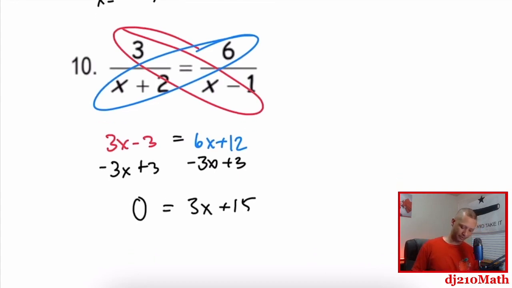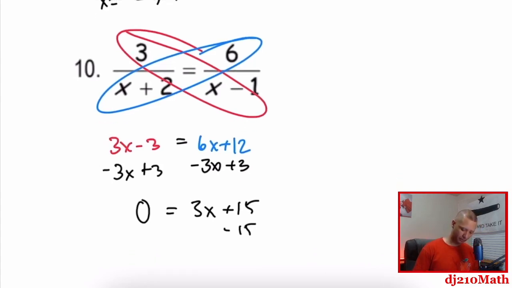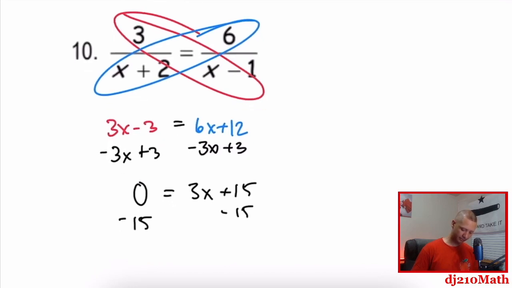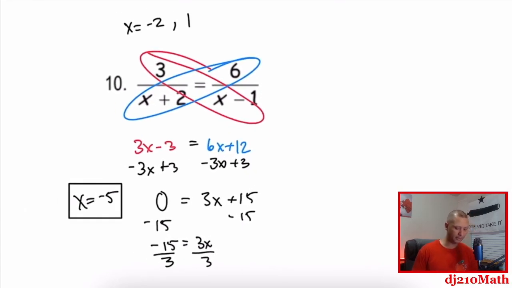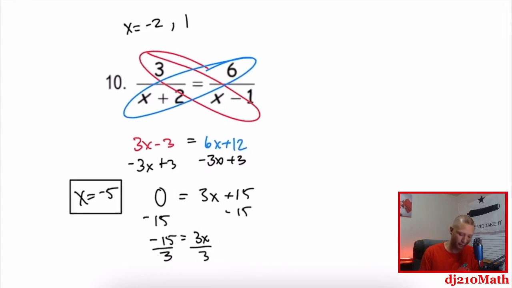I guess I went the wrong way. Doesn't matter. Keep going. -15. So this is going to be -15 is equal to 3x. x is equal to -5. And that doesn't match any of our excluded answers. So x is equal to -5. That's pretty ideal, right? When it's just a single binomial on each side. Those are fun.